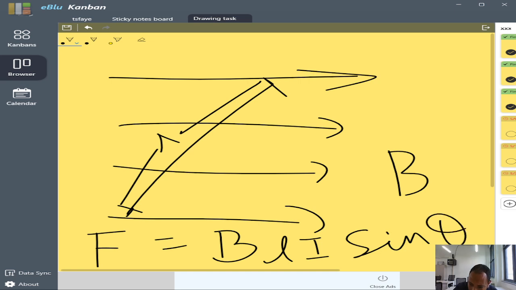So B is the flux density, L is the length of the conductor placed inside the magnetic flux density, and I is the current flowing inside this conductor. And this angle theta is the angle between the magnetic flux density and the conductor. Obviously, when theta is 90 degrees, it gives the maximum force. And this force is the one which makes the motor rotate.